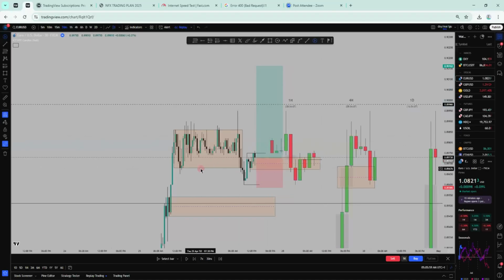Let's see. I think now this might be the distribution phase. After this manipulation to the downside, maybe distribution. I don't know. Let's just see what happens. Or maybe price can come down here and go higher. We don't know. It's just because this 4 hour gave us a very huge candle. If not, we would have really loved to see price trade above it first.